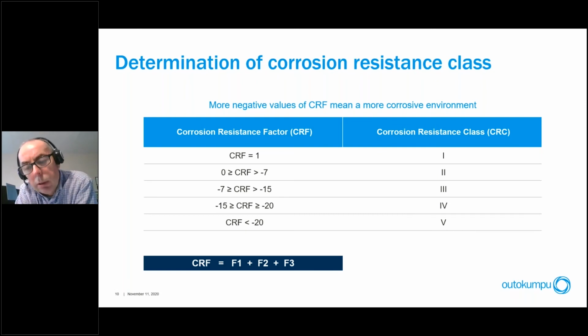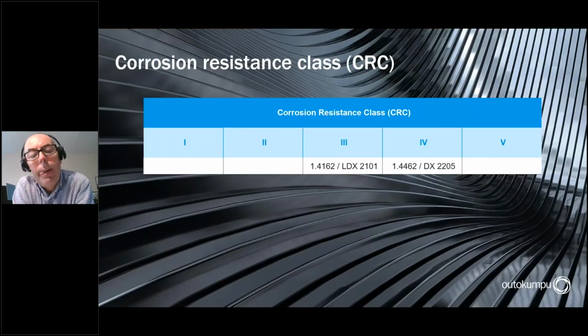And that's done by grouping the factors together in 5 areas called corrosion resistance classes, which run from 1 to 5. And the stainless steel grades are then tabulated into each of these 5 corrosion resistance classes, which I will show you in the next chart.